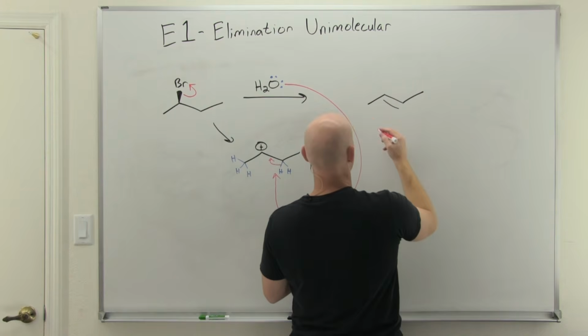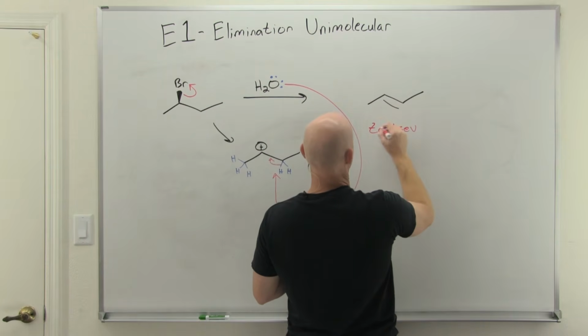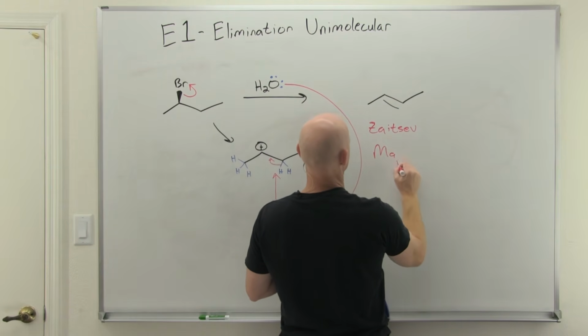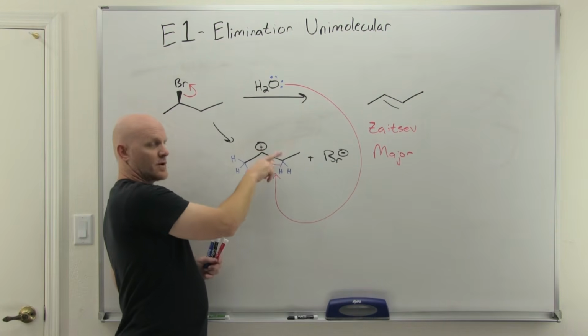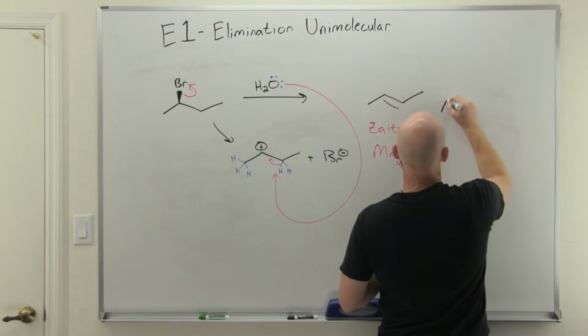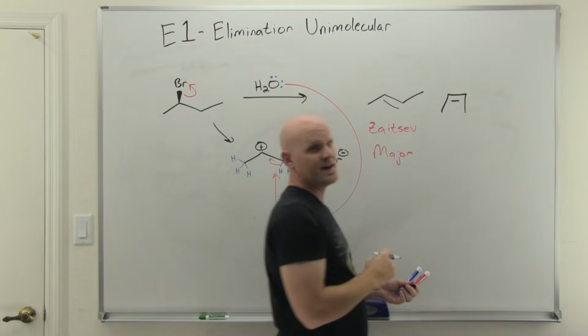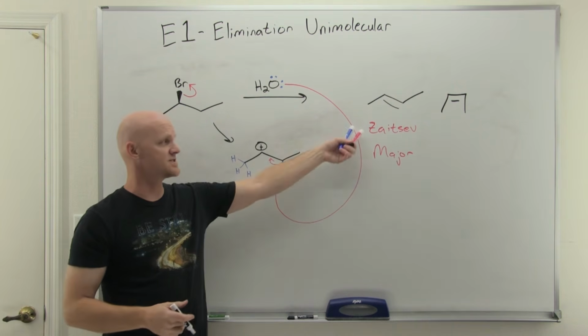Cool, this will be our major product, our Saytzeff product. If I can spell, that would be great. Now there's nothing that says that this single bond can't rotate, not being part of a ring, and so we form trans as the major. We'll also form some cis. Now it's still a more substituted alkene, so it's still technically a Zaitsev product, but not the major Zaitsev product.